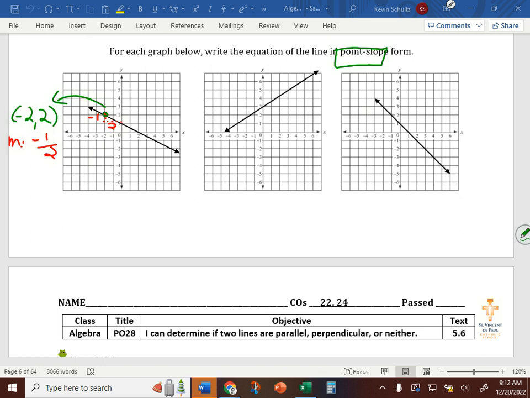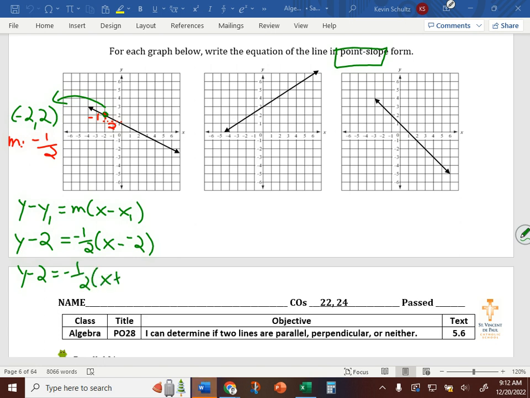So now going into point-slope form, which again, y minus y1 equals m times x minus x1. I plug in my y1 value, which is +2. The subtraction sign is part of the formula, right? So y minus 2 equals my slope, -1/2 times x minus -2. But instead of minus -2, I'm going to write +2, right? So that should be your final answer. Nick, does that answer your question? Yeah.